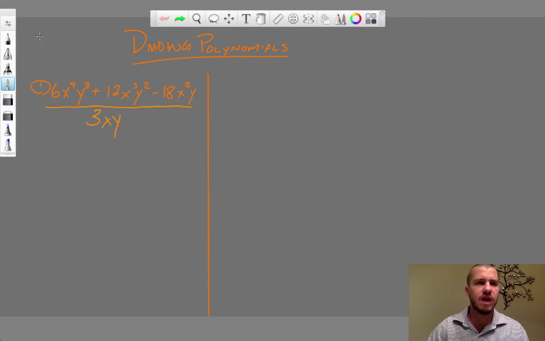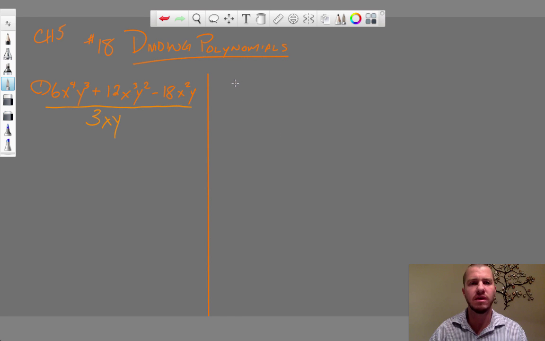Okay, so this is still in chapter 5, and this is notes number 18, dividing polynomials. We're going to be dividing several different types. This is a trinomial divided by a monomial.